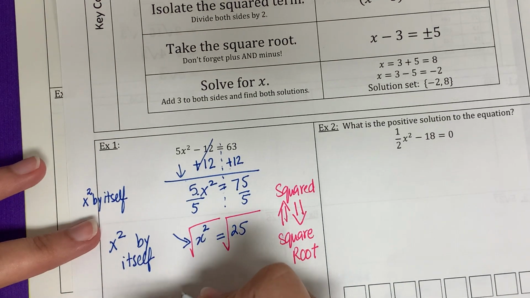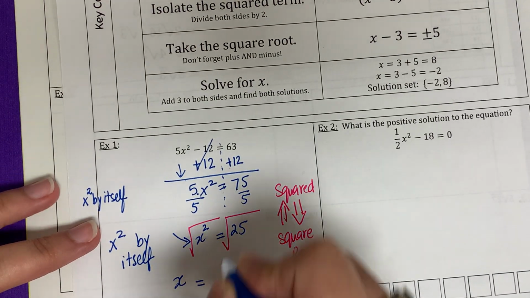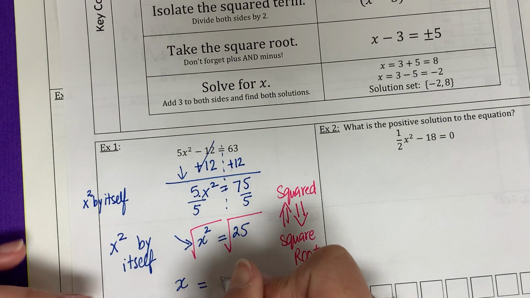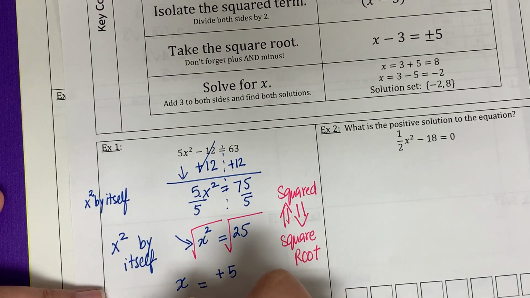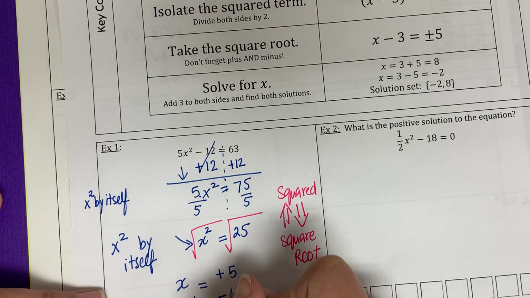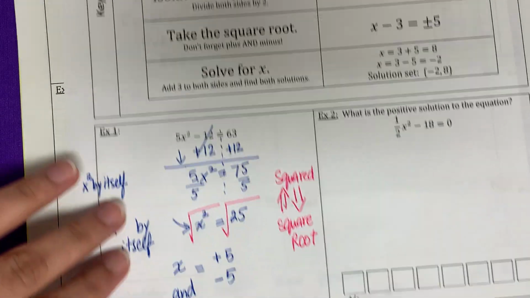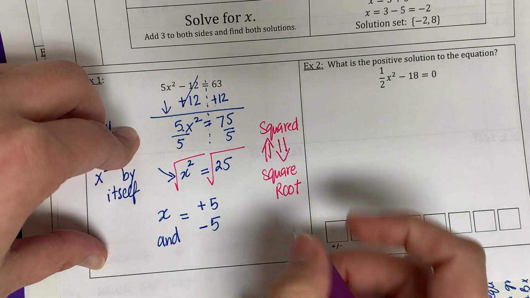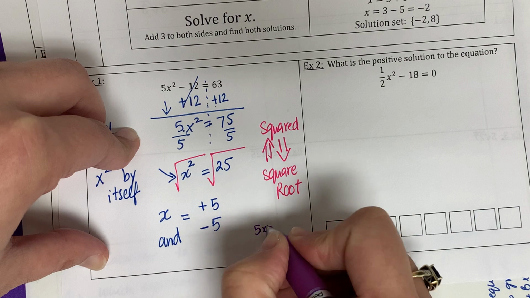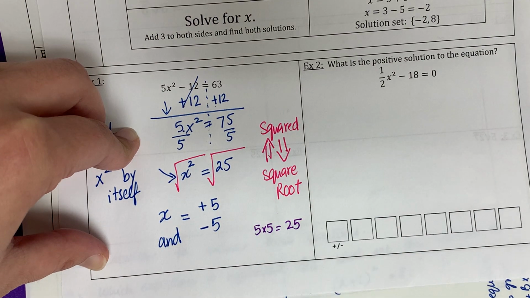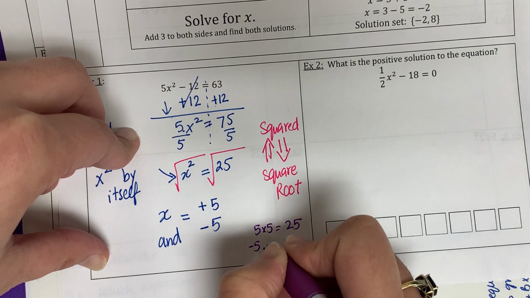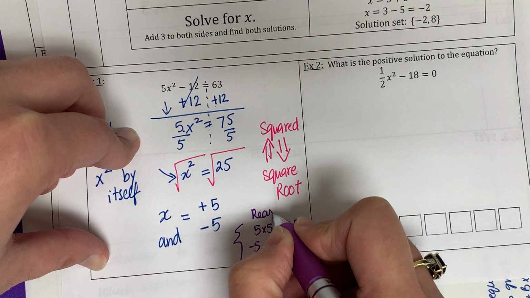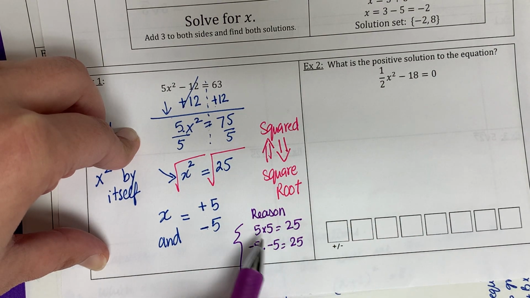So x squared will leave me with x, and 25 is basically 5 times 5, and then it's a positive 5 and negative 5. It's both numbers. It's positive 5 and negative 5. Why? So if you remember, 5 times 5 is also 25. And negative 5 times negative 5 is also positive 25. This is the reason why I have to take both positive and negative values of that number.